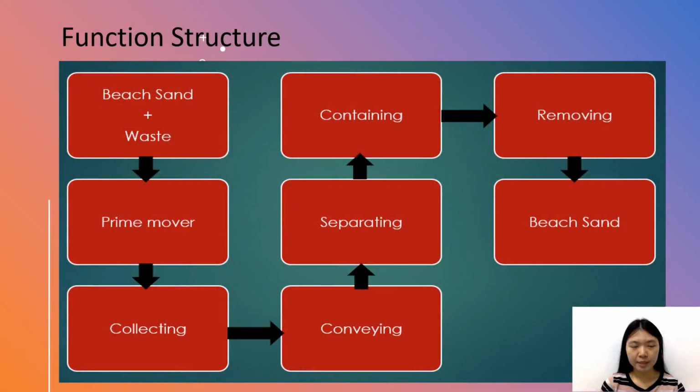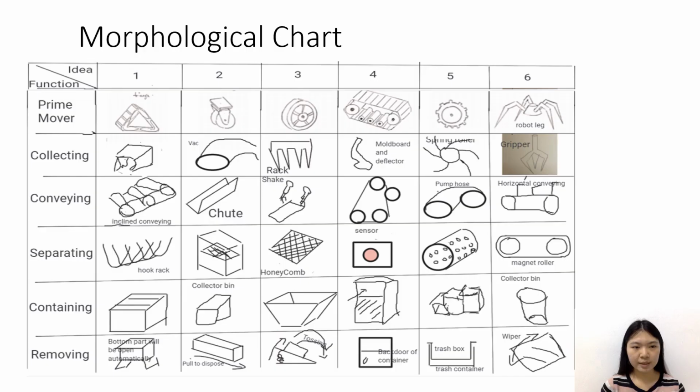Thank you. Hi, my name is Yeong Sook Yee, and this diagram represents our function structure for the beach cleaning machine. The function structure is a mechanical device described by the arrangement of function blocks and flow arrows. And this is our morphological chart for the beach cleaning machine, a table-based tool for idea generation. We focus on several main functions, which include prime mover, collecting, conveying, separating, containing, and removing. Also, 6 ideas are generated for each function.